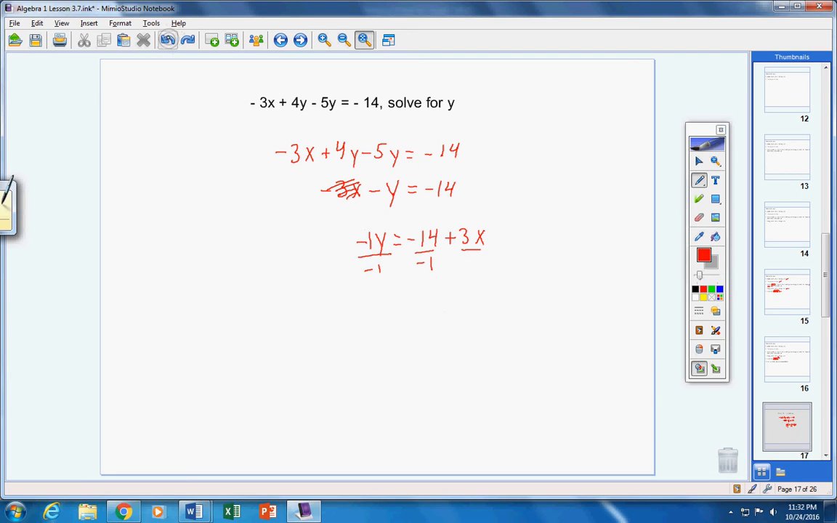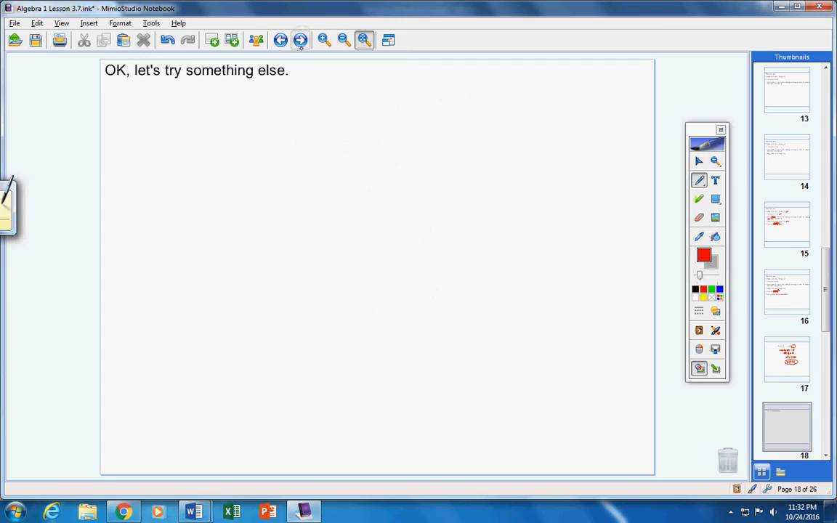Okay? Another way to do it is this. Simply say to yourself, okay, I don't want this negative sign here. So go through and change all of your signs. Make this y positive. Make this 14 positive. And make this positive a negative. And that works too. And now your y is all by itself, so you've solved for y. If you will use these 5 steps, you will be fine. Totally fine. Now let's try something else, okay?